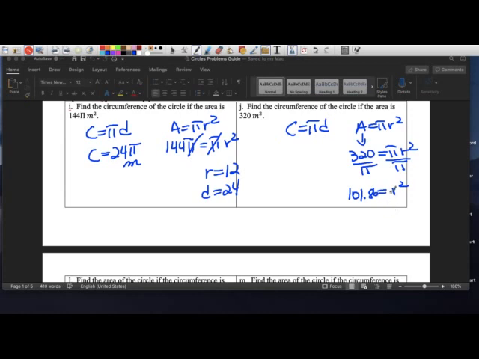And we're going to take the square root of that, so the square root of 101.86. That's going to give us just about 10.09. So the radius is 10.09, and therefore the diameter is going to be 20.18. And I'm going to again leave it in terms of pi because I'm too lazy right now to multiply it out. So 20.18 pi meters, right? You can multiply that at your own leisure.